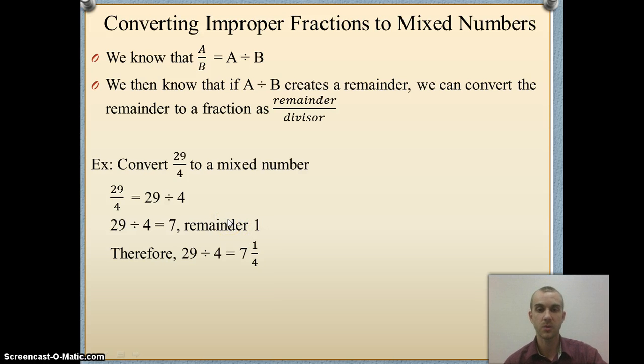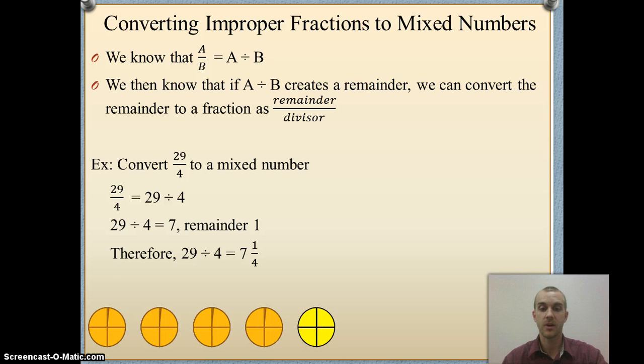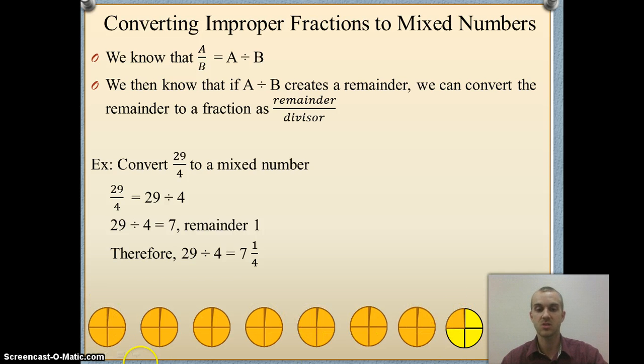And if we follow our rule that we just had a little bit ago, we could change this remainder 1 to the remainder over the divisor. So 29 divided by 4 is 7 and 1/4. And I could look at that as a picture as well. 1, 2, 3, 4, 5, 6, 7, and then I have that 1 piece. And if I count up all the shaded, I'd have 29 total pieces, and I'd be seeing that they're split into fourths.